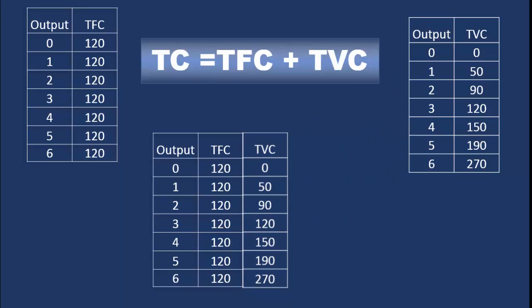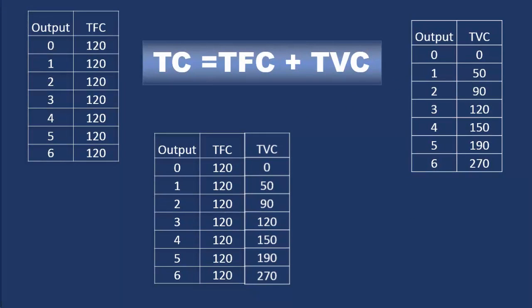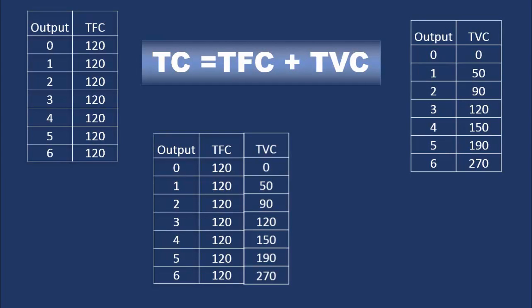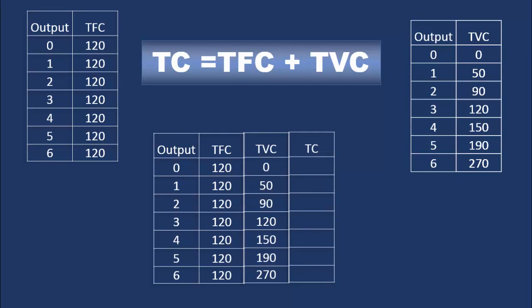It shows output, total fixed cost, and total variable cost. A new column is opened to the right. It is named total cost. By adding total fixed cost with total variable cost, we can get total cost.